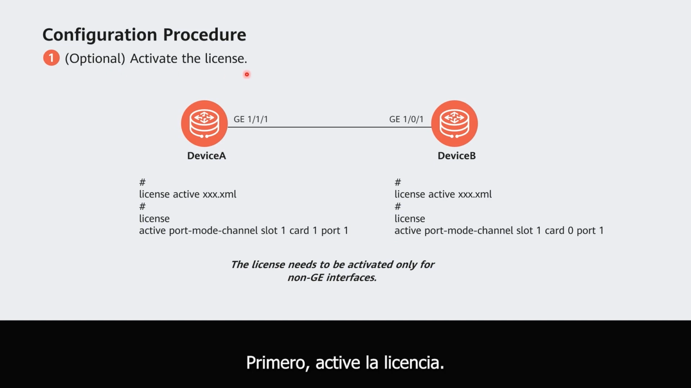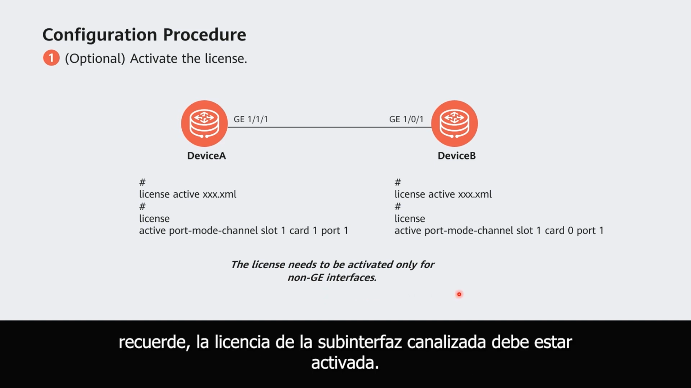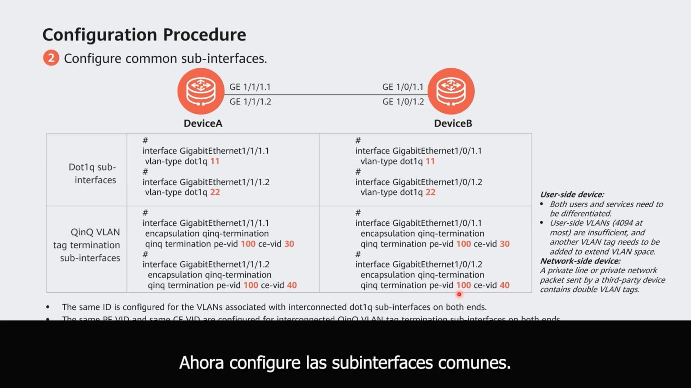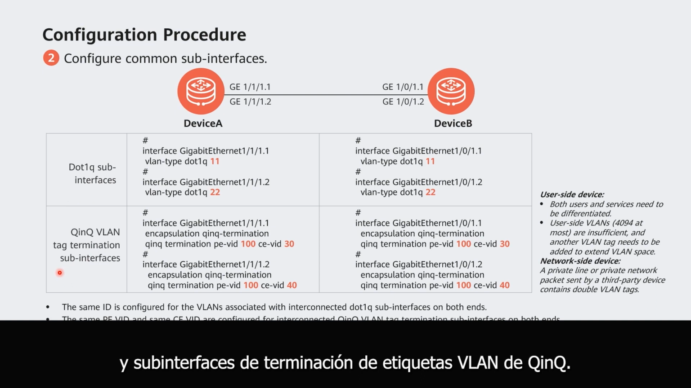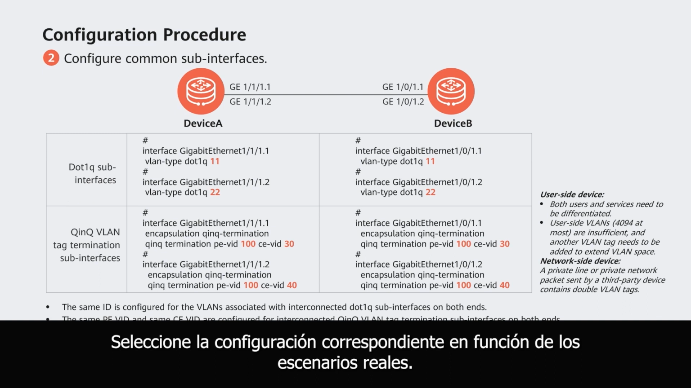First, activate the license. For non-GE interfaces, remember the channelized subinterface license needs to be activated. Now configure common subinterfaces. Channelization can be configured on .1Q subinterfaces and Q-in-Q VLAN tag termination subinterfaces. Select the corresponding configuration based on actual scenarios.